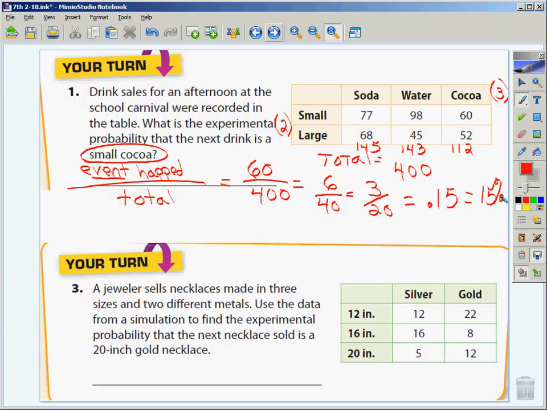A jeweler sells necklaces made in 3 sizes and 2 different metals. Yep, should be the next page in. No, one more after that. A jeweler sells necklaces made in 3 sizes, 2 different metals. Use the data from the simulation to find the experimental probability that the next necklace sold is a 20-inch gold necklace. What do I have to know first?